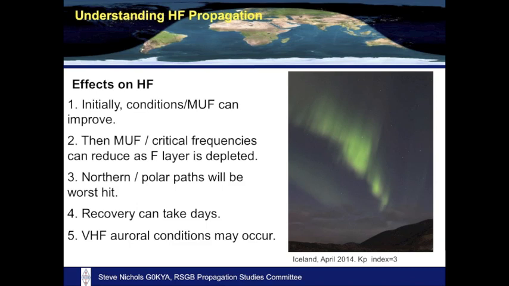This was taken in Iceland in April 2014 when we had a KP index of 3, which is not that severe as a geomagnetic storm, but is enough to show you that it doesn't take much to generate aurora in those regions.